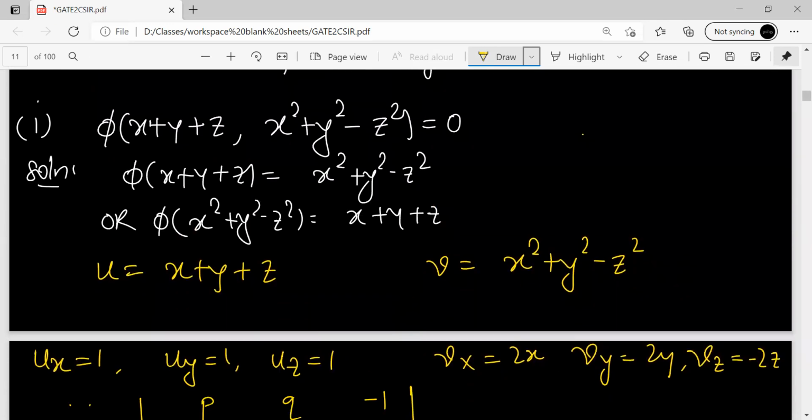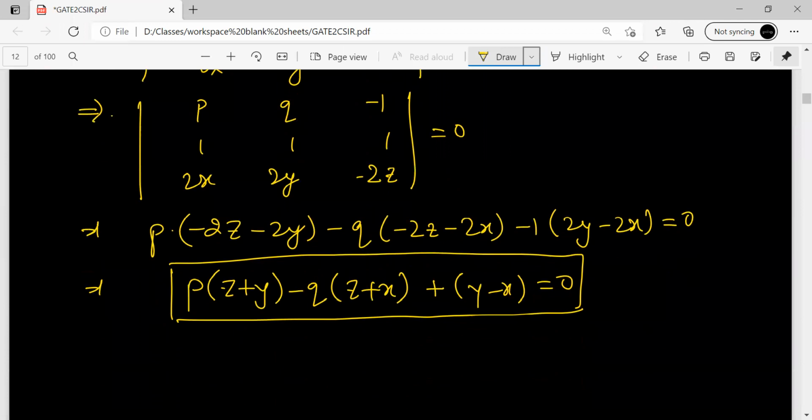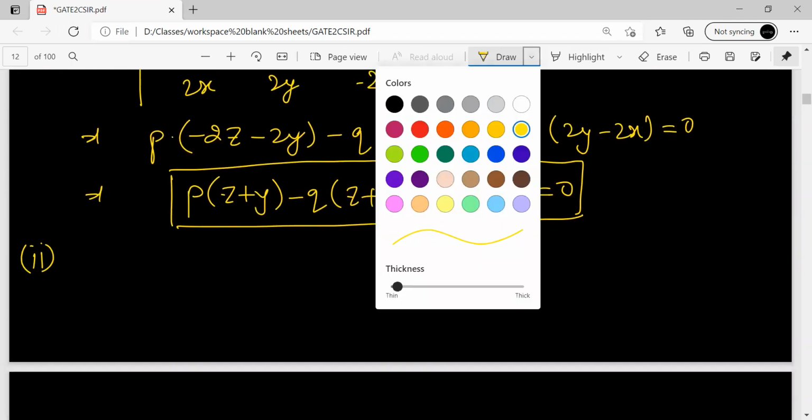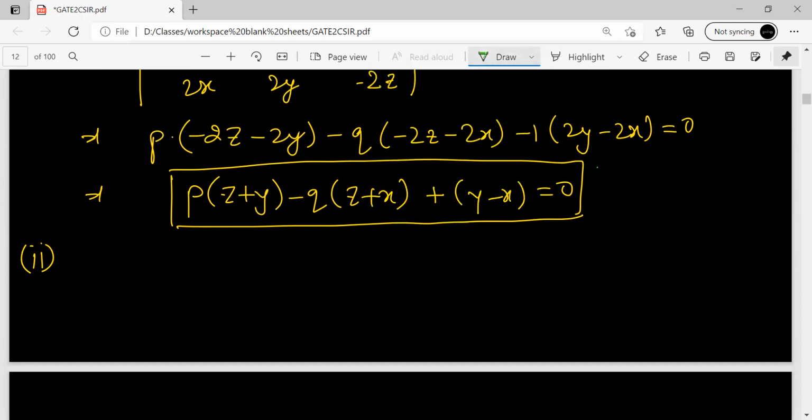So this is one, and this one is left for you. So you solve this one and verify whether you get the solution. You have to solve this equation: x plus y plus z equals f of x square plus y square plus z square. So eliminate this arbitrary function f and restore the PDE.